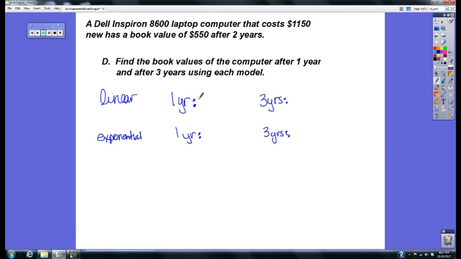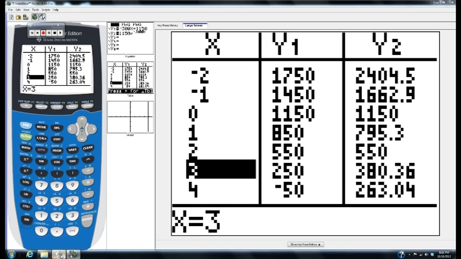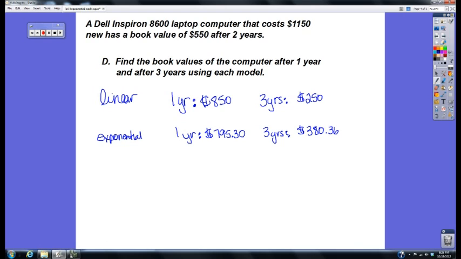On the linear, after 1 year, $850. The exponential was worth $795.30. We said the exponential dropped off quicker, and you can see that it did. And then the linear, after 3 years, was only worth $250, and after 3 years, the exponential held its value a little bit better. What was that? 36 cents. Okay, so now you should be able to do some of those on your own.